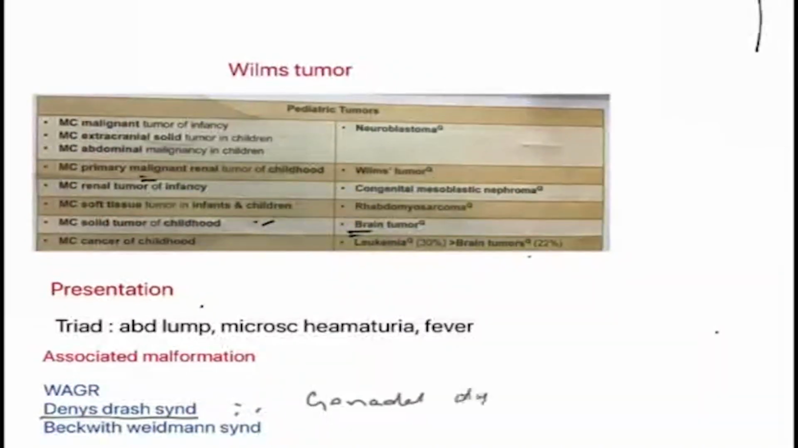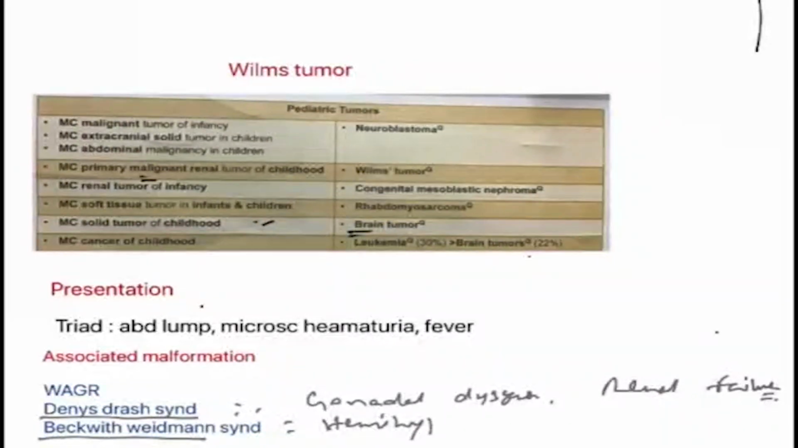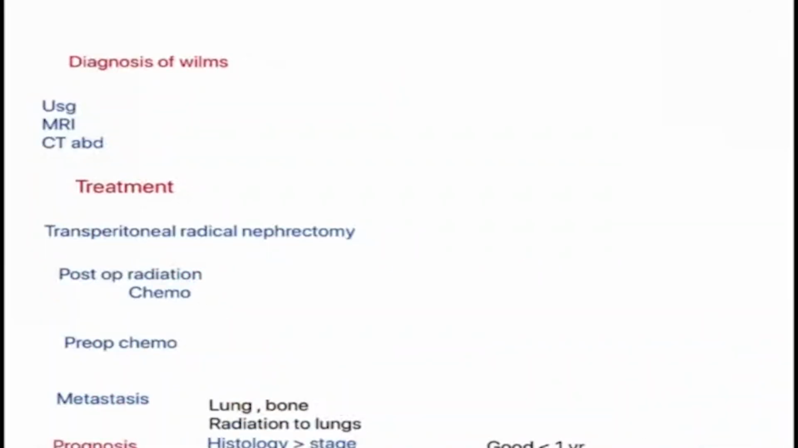After WAGR, another one is Denys-Drash syndrome, in which there is gonadal dysgenesis and renal failure. Another syndrome is Beckwith-Wiedemann syndrome, in which there is hemihypertrophy and enlargement of body organs.